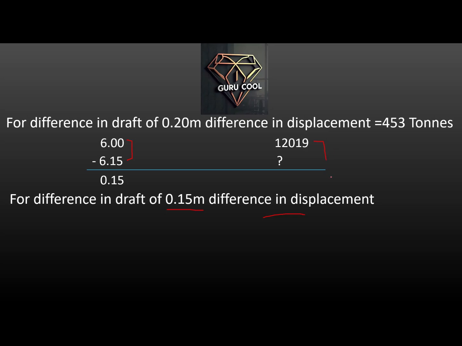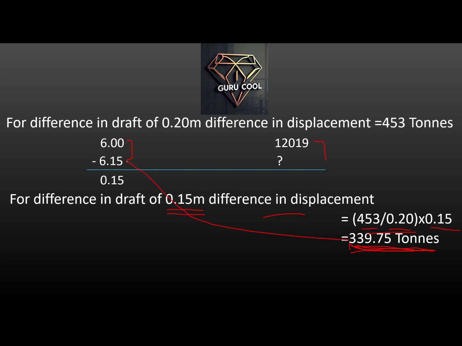First of all, we will find the difference in displacement for 0.15 meters. By dividing this, we got the value of difference in displacement for 1 meter of difference in draft, and then we multiply it by 0.15 meters. By multiplying this, we get the value for the difference of 0.15 meters in draft. The difference in displacement will be 339.75 tons. So this value is not the displacement for 6.15. Instead, this is the difference in displacement for 0.15 meters of difference in draft.